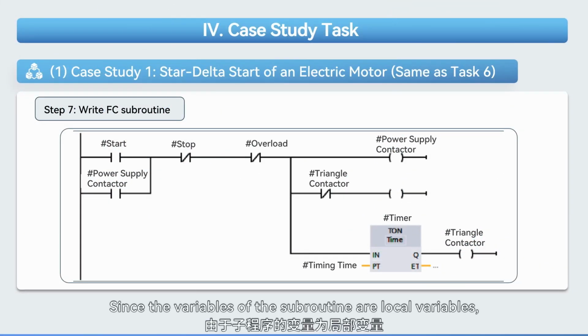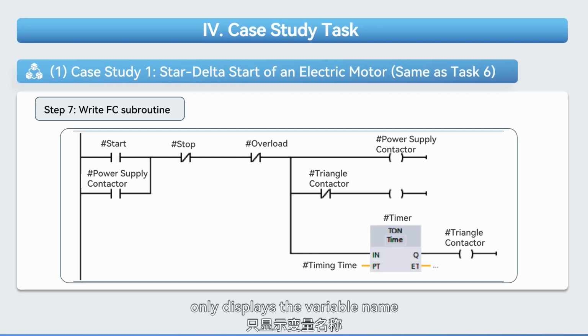Since the variables of the subroutine are local variables, each instruction in the ladder diagram only displays the variable name without an actual physical address, automatically adding a hashtag sign in front.